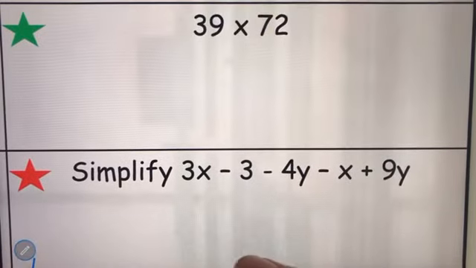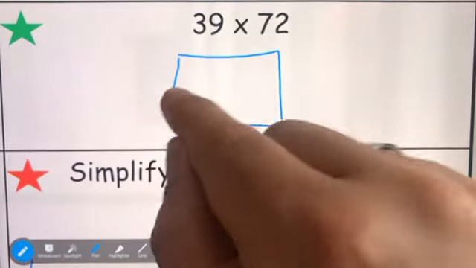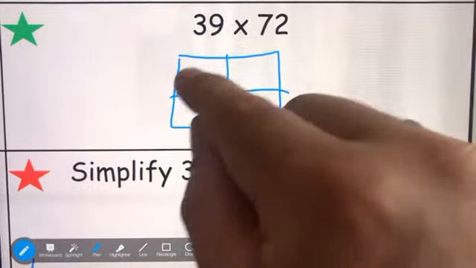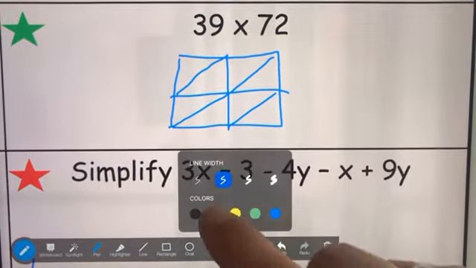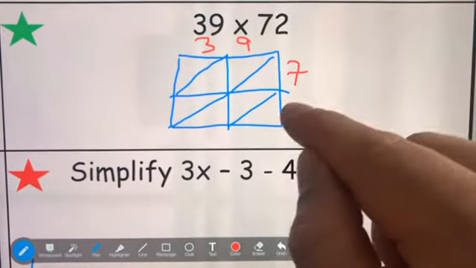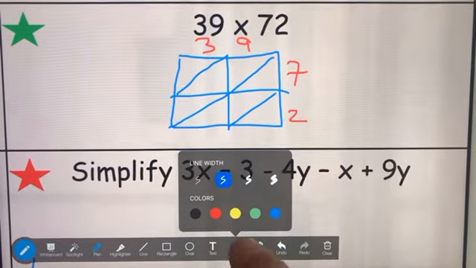Next one. Now again, use whatever method you want to use. It's totally up to you. I like this one only because I think it's loads easier. Right, so I got 39. I'm going to keep changing colour just so you can see the difference in what's going on. I got 39 times 72. On the inside, easy as it comes.